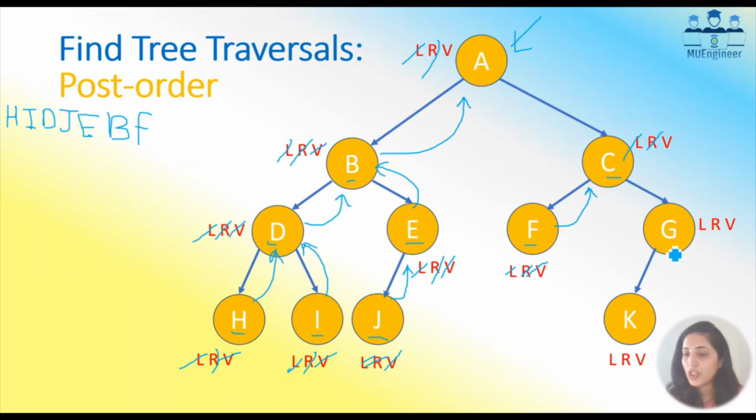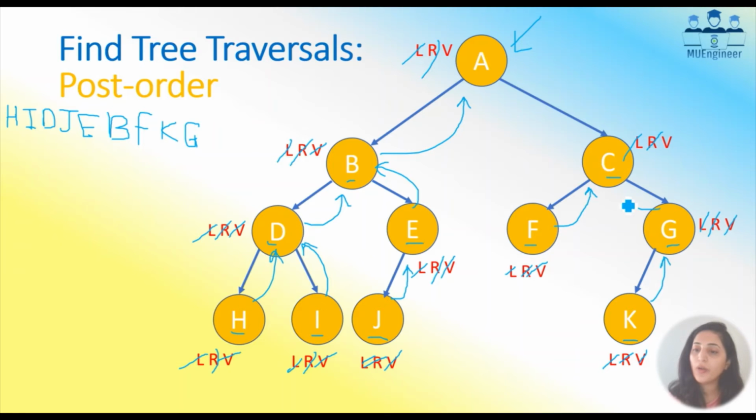So right of C is G. G says go to left, so I go to K. K says go to left but nothing on left. Again go to right but nothing on right. So then it says you visit the node K. So now I visited node K. Then I go back to G. G says go to right but nothing on right. Then G says visit the node. So I visit the node G.